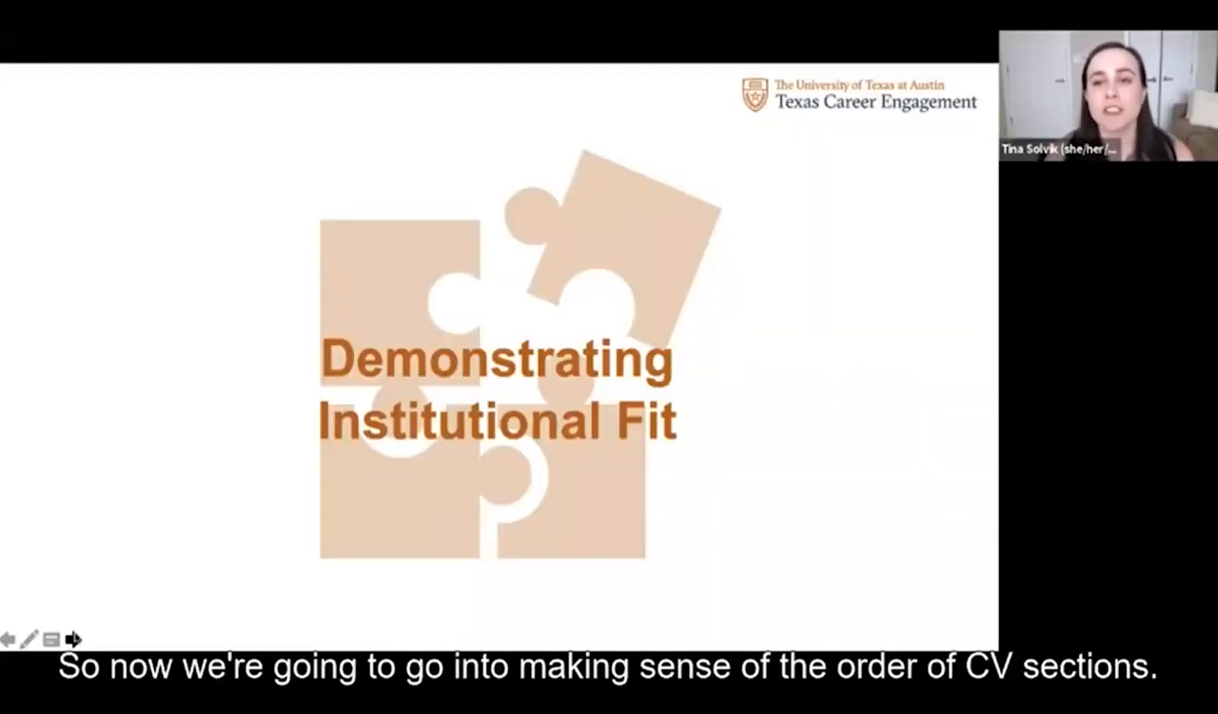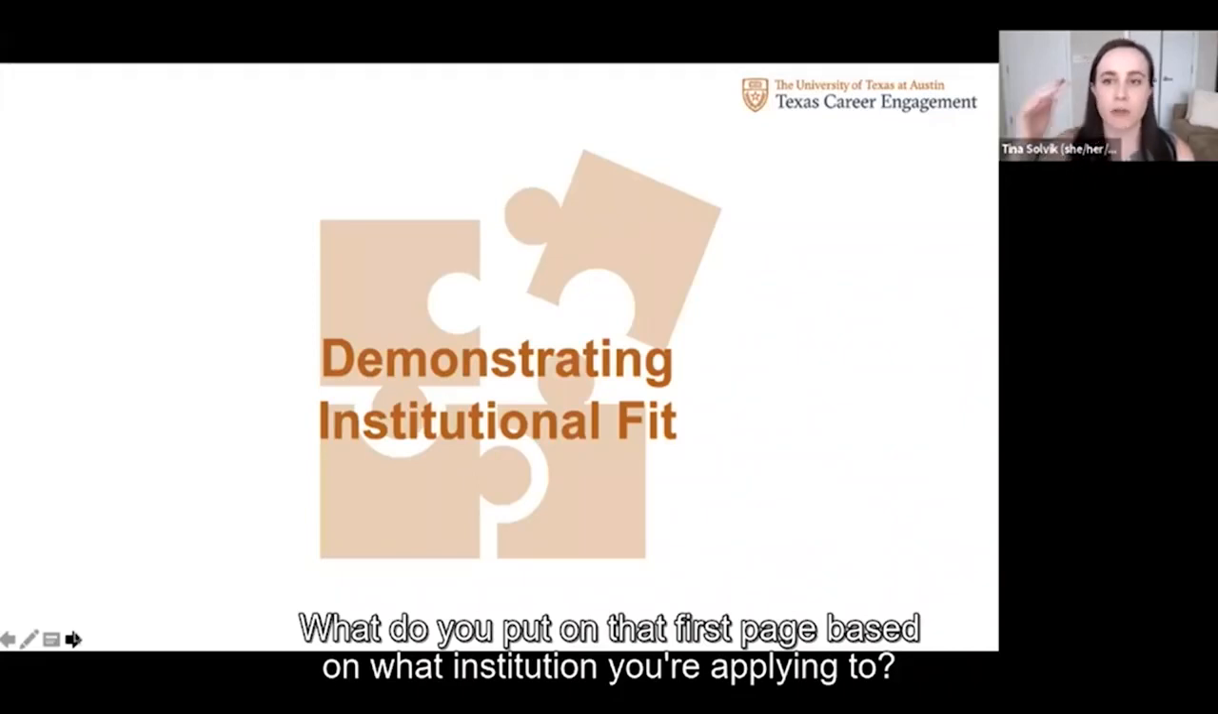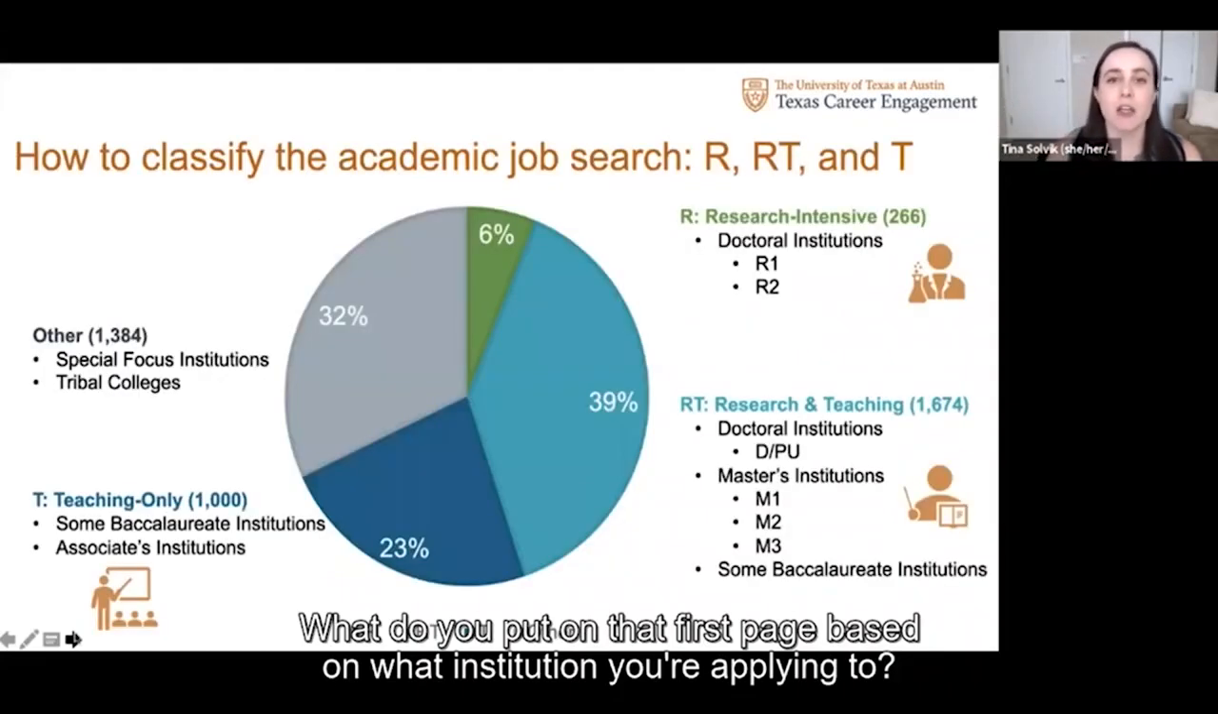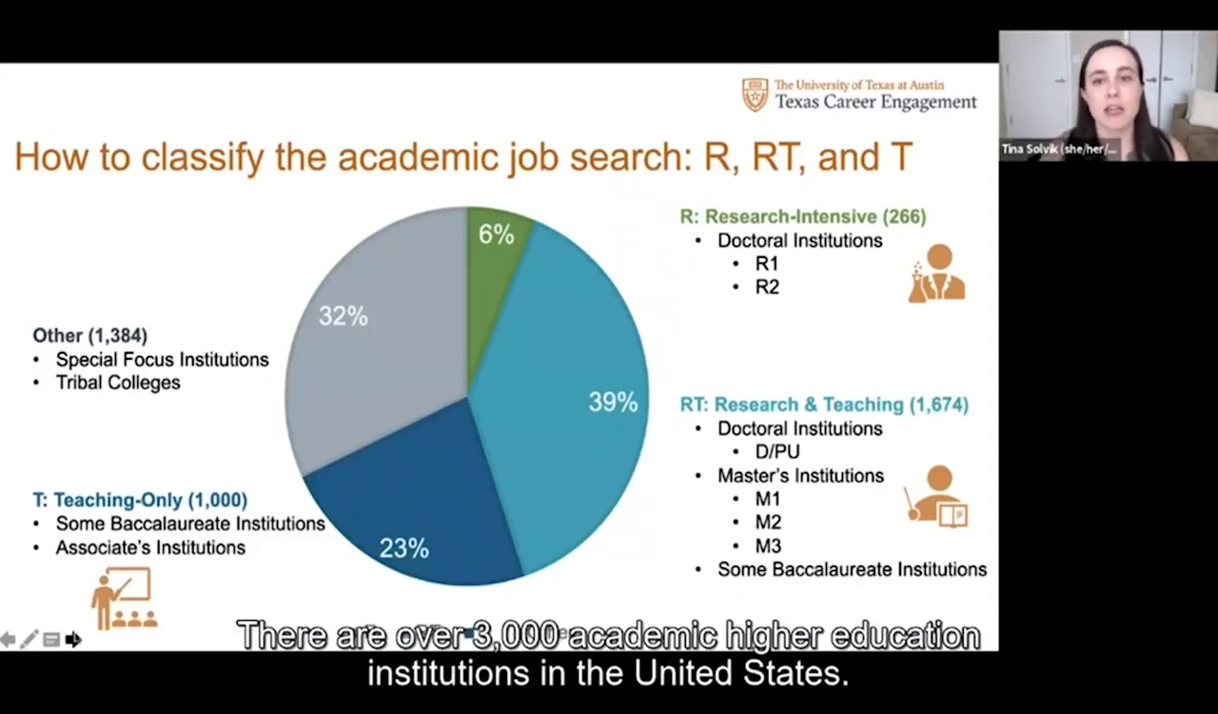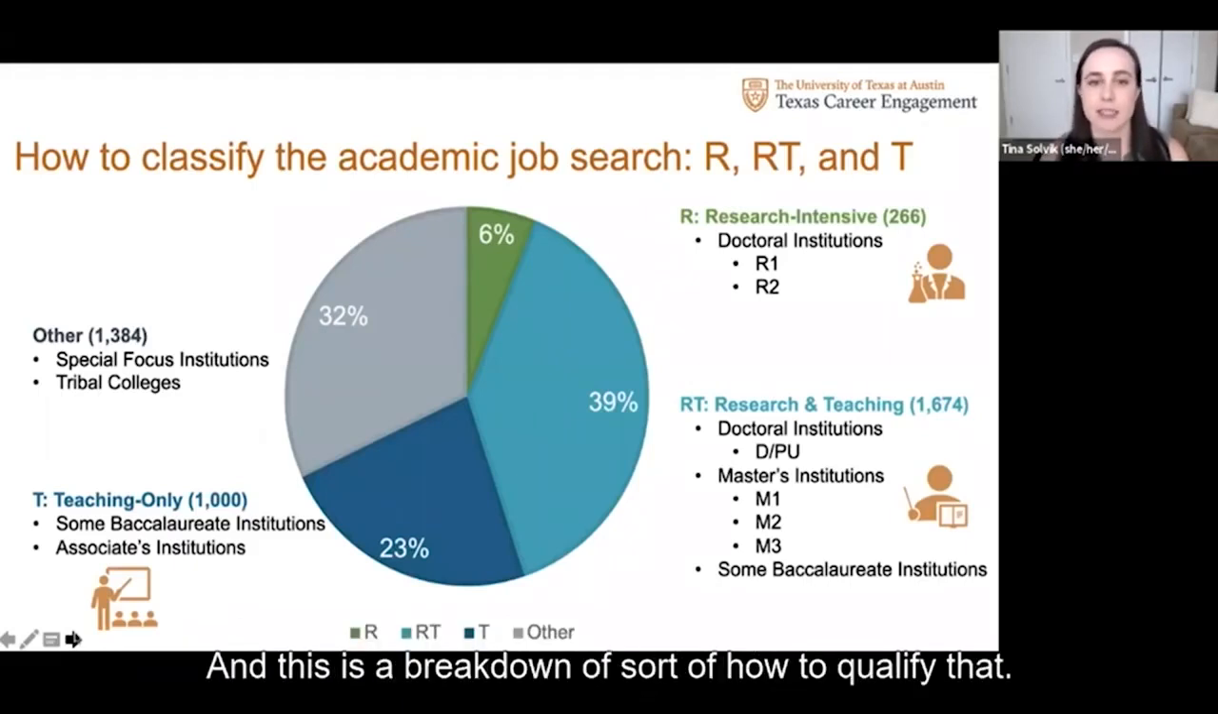Okay, so now we're going to go into making sense of the order of CV sections. What do you put on that first page based on what institution you're applying to? So if any of you were not at my workshop 2 weeks ago about managing the academic job search, here's a quick refresher. There are over 3,000 academic higher education institutions in the United States.